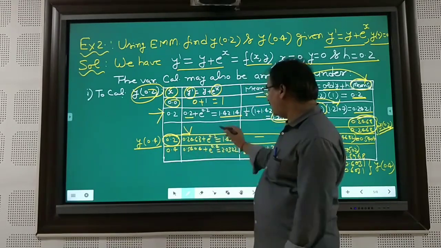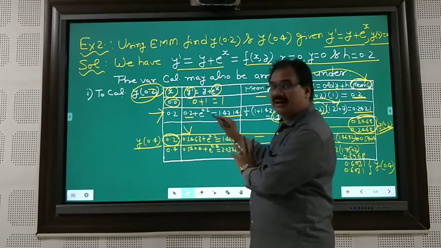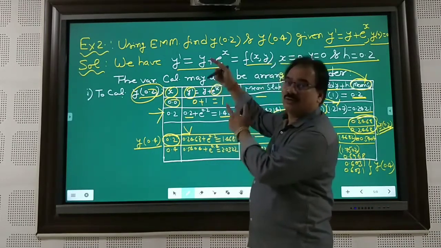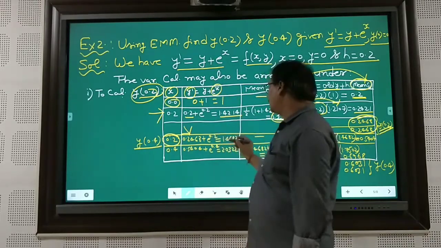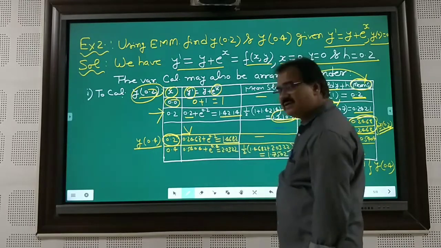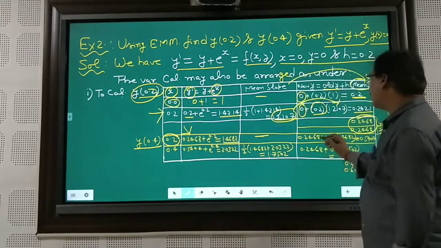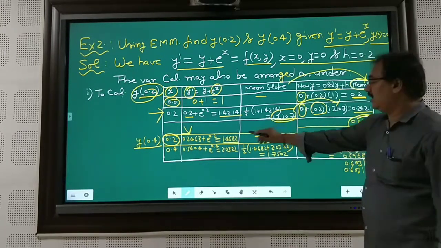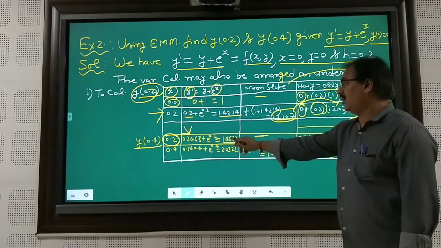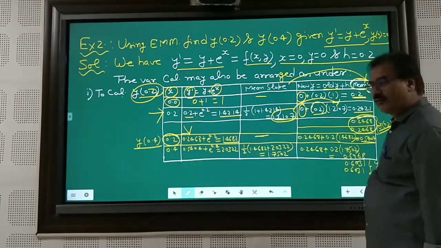0.2468 plus e power 0.2. So 0.2 initial condition. Like here you have taken e power 0, e power 0 was 1. Similarly here e power 0.2. So the value will be 1.4682. Since this is the first step, you can leave here and you will come here. So 0.2468 plus 0.2 into again 1.4682, because there is no mean slope. So this, and you will get 0.5404.